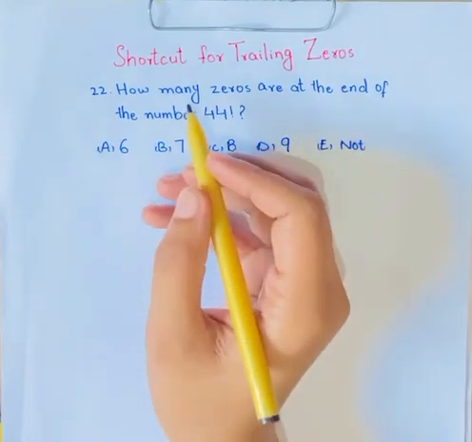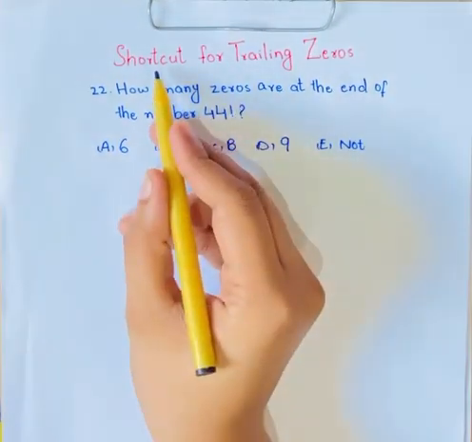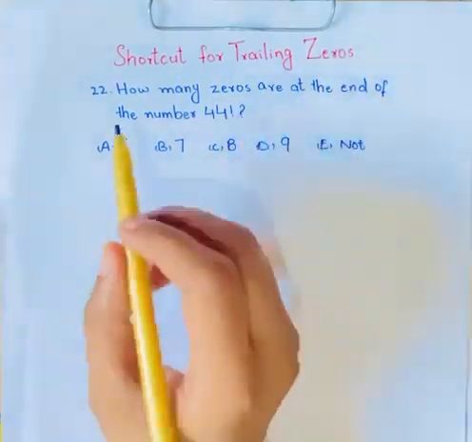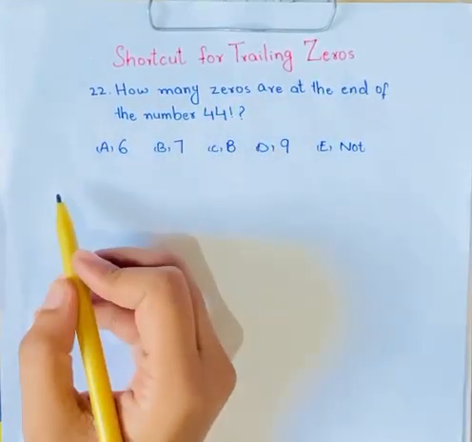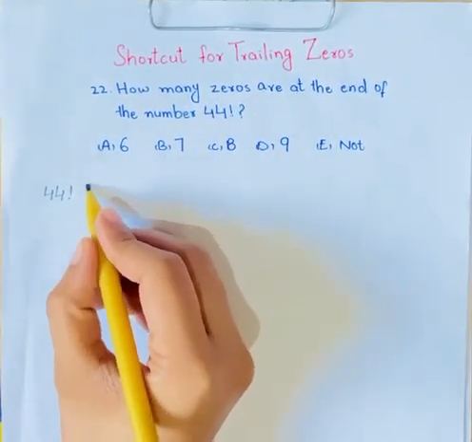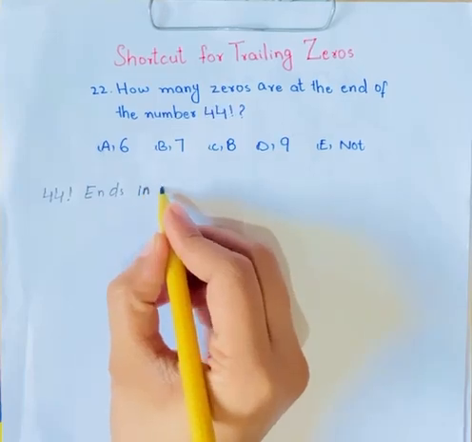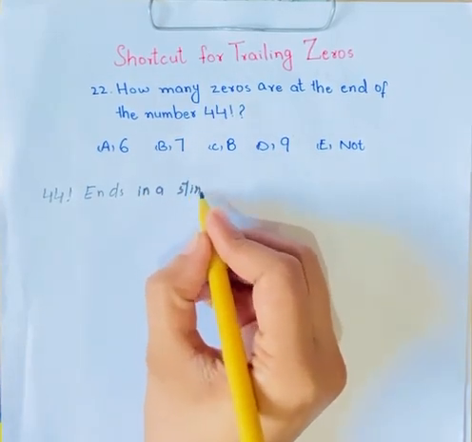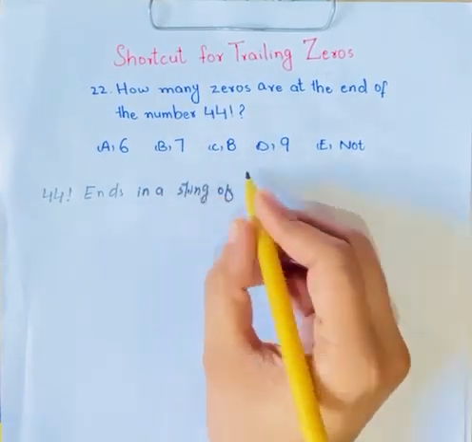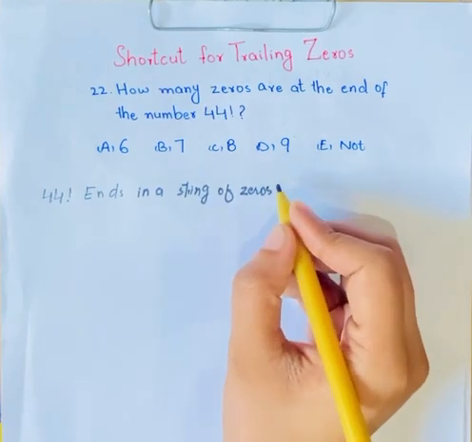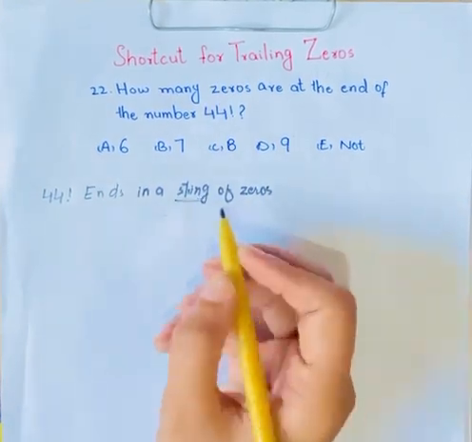Hi guys, in this video I'm going to show you a shortcut for finding trailing zeros. How many zeros are at the end of the number 44 factorial? So 44 factorial ends in a string of zeros. How many zeros are in this string? I'm going to show you an old way and then develop a shortcut for that. It will be helpful in all the problems of this kind.